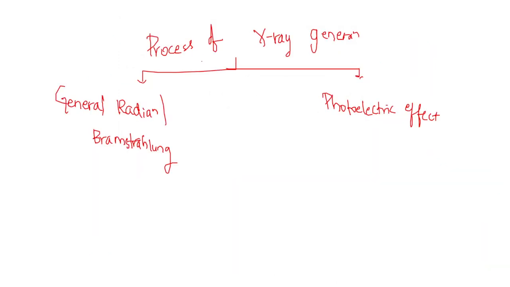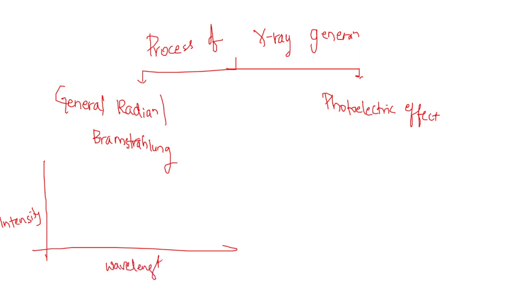Now, if I have to draw a graph for Bremsstrahlung radiation, intensity over wavelength, this is the minimum wavelength, which is lambda minimum. Most of the wavelengths will be immediately after it, and then slowly they will decrease. So this is how the spectrum of Bremsstrahlung radiation is seen.